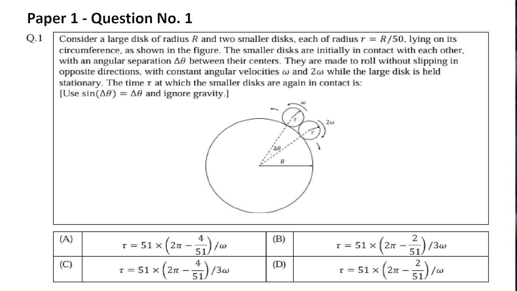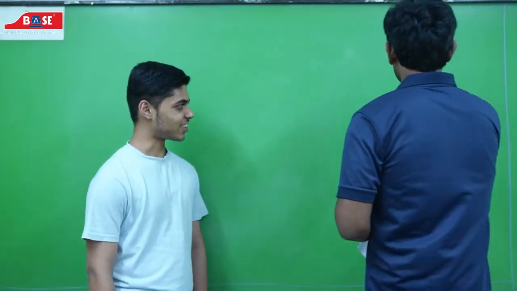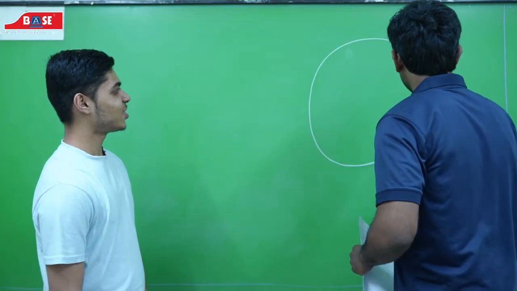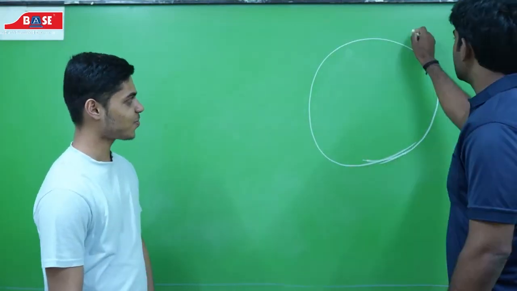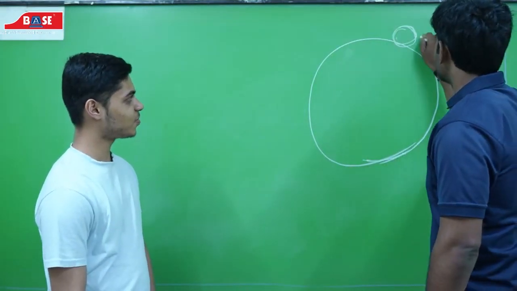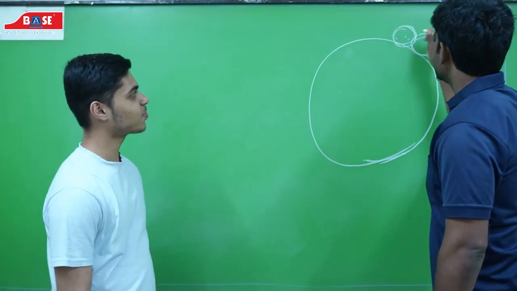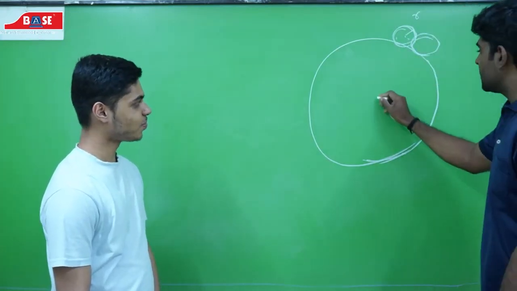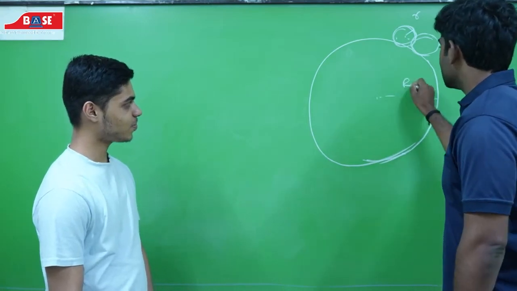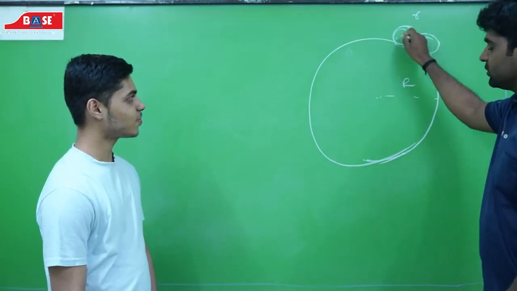Consider a large disk of radius capital R and two smaller disks, each of radius smaller r, lying on its circumference as shown in the figure. See, this is how it is. We have a disk like this, and there is a smaller disk here, another smaller disk. These two are identical. They're all small r radius only. And this is bigger R radius.